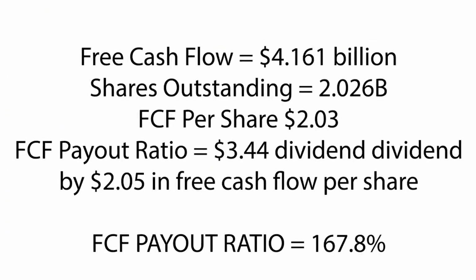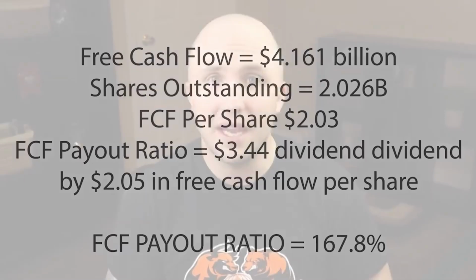Now, Enbridge pays a $3.34 dividend, and they have 2.026 billion shares outstanding. So if we take this $3.34 dividend and we multiply it by the total shares outstanding, we can see that the company pays $6.7 billion in common share dividends. So the company's paying out $6.7 billion in dividends, and as we figured out, the company has $4.1 billion in free cash flows. So we're getting to the same issue.